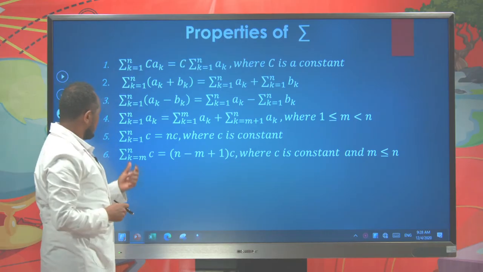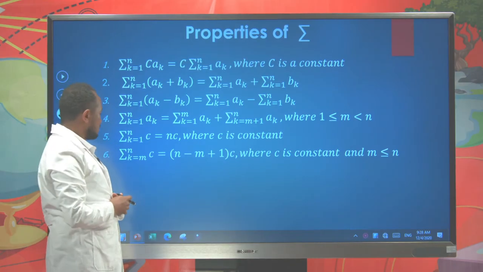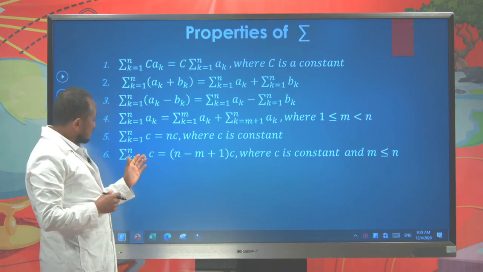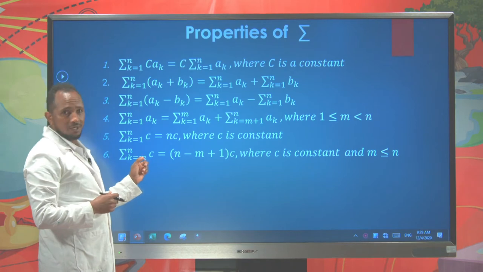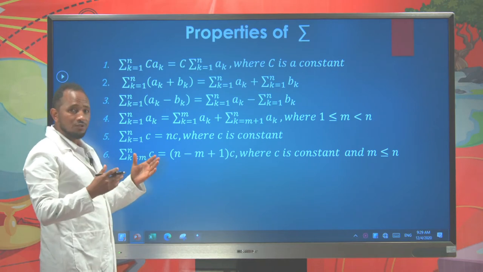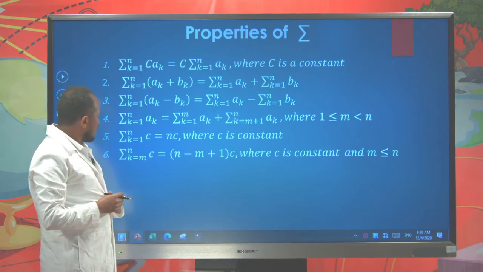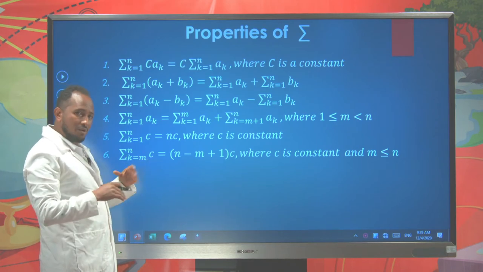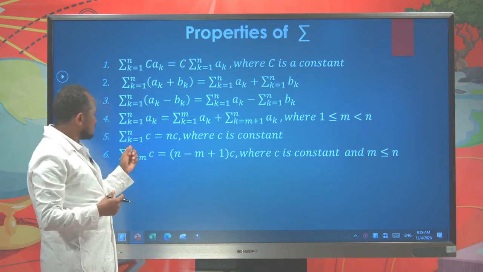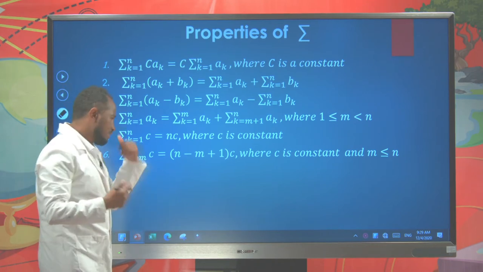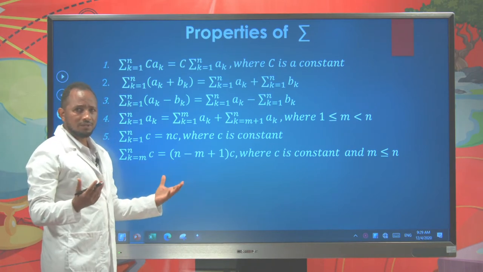Okay, so the sixth property, as simple as it is, is the summation of C where K starts from M's term up to N's term. In this case, simply, we have to count how many C's we have. Starting from M and up to N, the number of terms is simply the difference of the two plus one. For example, let me show you this through an example.